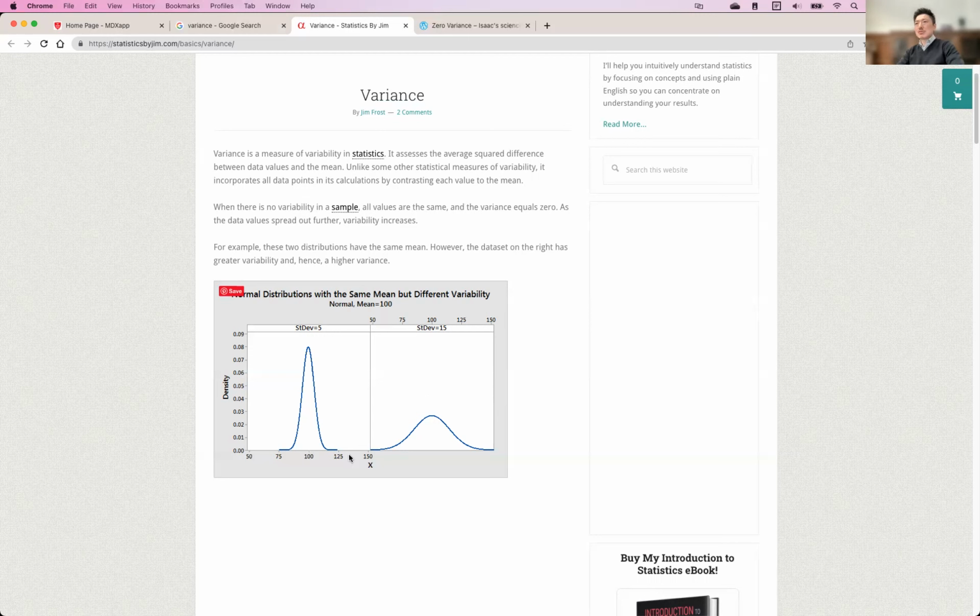Anyone? Okay, a couple of people say right. Anyone think it's left? Okay, so that's correct. The right is the answer.